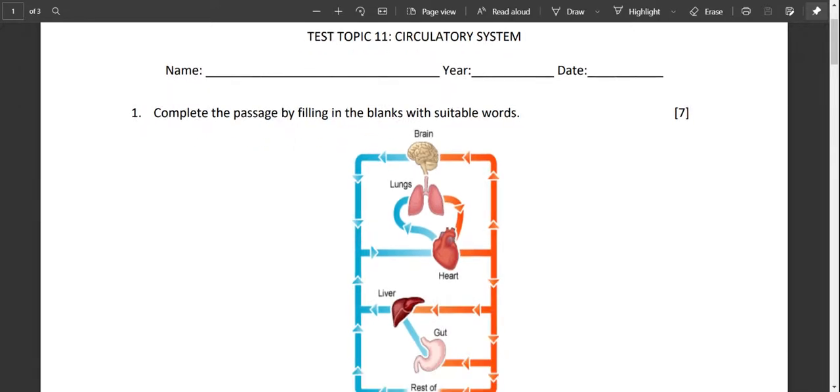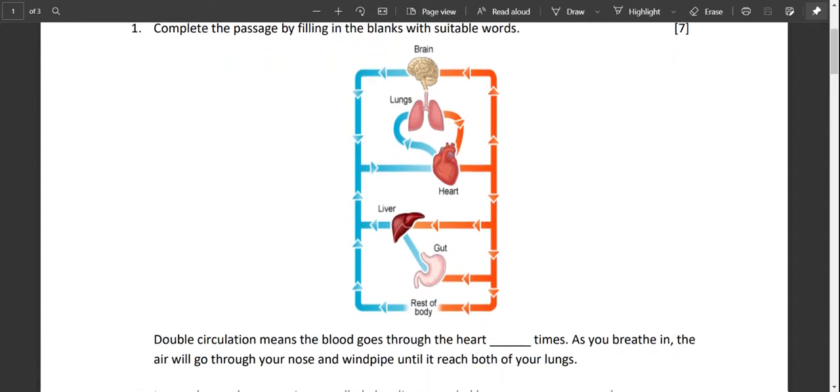So the first question says complete the passage by filling the blank with suitable words. The diagram is being given to show how the blood circulation goes about your heart. From your heart it goes to the lungs. You can see there it goes to the lungs, and after that from the lungs it goes back to the heart, and that is the first time it goes to your heart. Then again, from your heart, it goes to all part of your body.